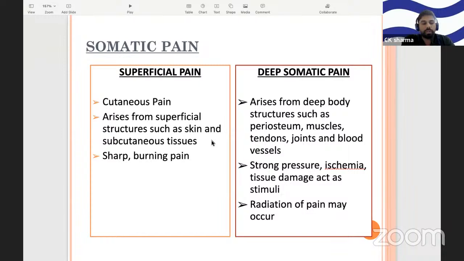Somatic pain is further divided into superficial and deep pain. As the name suggests, superficial is cutaneous pain, and it arises from superficial structures like skin and subcutaneous tissue, and it is sharp and burning in nature. While deep somatic pain arises from deep body structures such as periosteum, muscles, tendons, joints, and blood vessels. Strong pressure, ischemia, and tissue damage act as stimuli, and radiation of the pain may also occur.